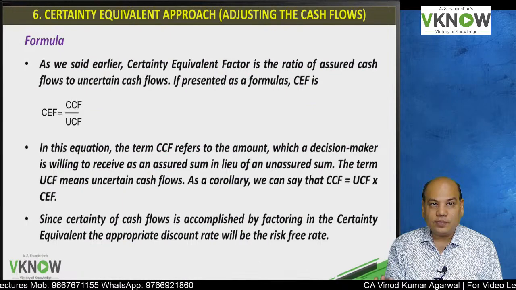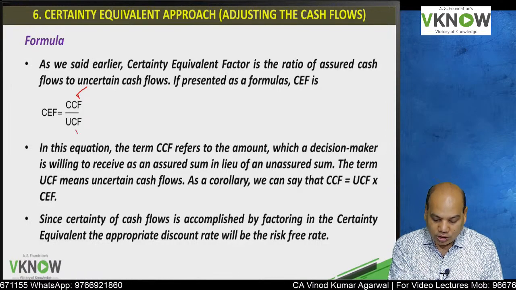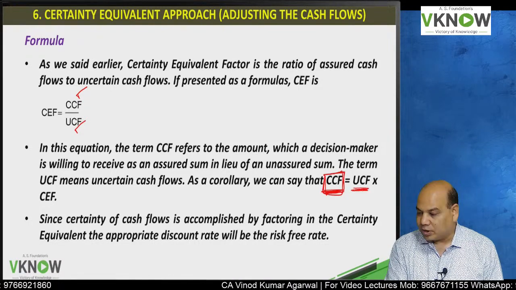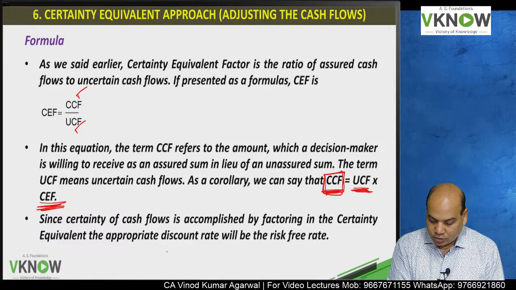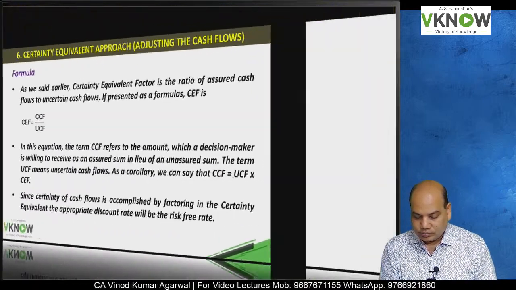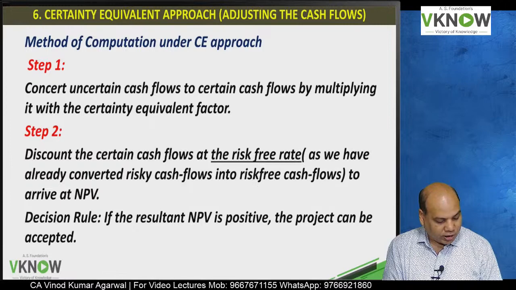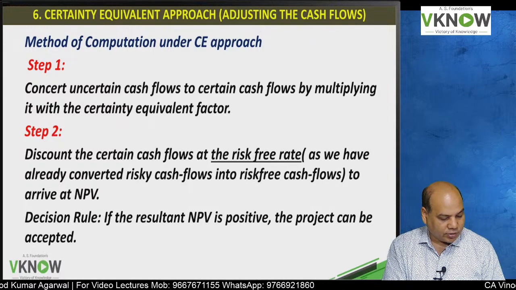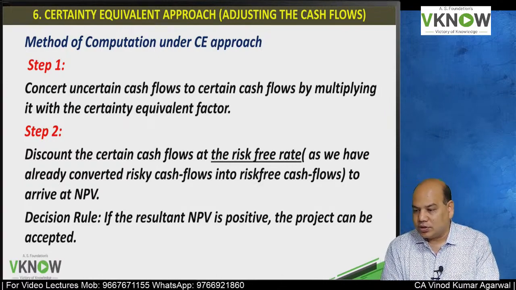Formula for computing certainty equivalent coefficient: it is the ratio of certain cash flow upon uncertain cash flow. Is it right? And if you want to calculate certain cash flow, multiply uncertain cash flow with certainty equivalent factor. For the purpose of computing present value, we will apply risk-free discount rate, because cash flow is risk-free, discount rate will be risk-free. Now come to the story I have explained. There is one story of a house which is to be sold for 6,20,000. Today you will read the story I have already explained. How to compute NPV under CC approach.